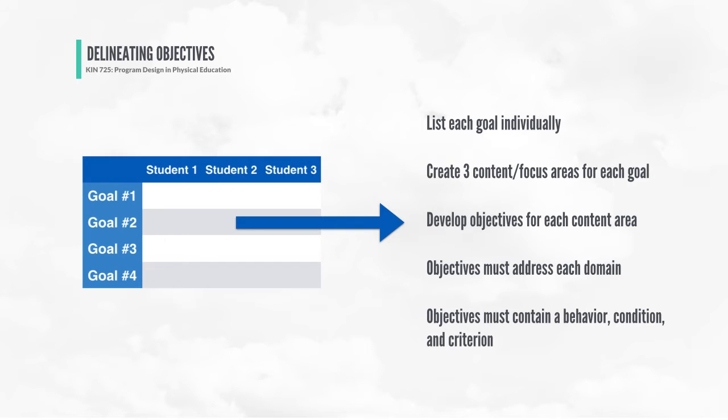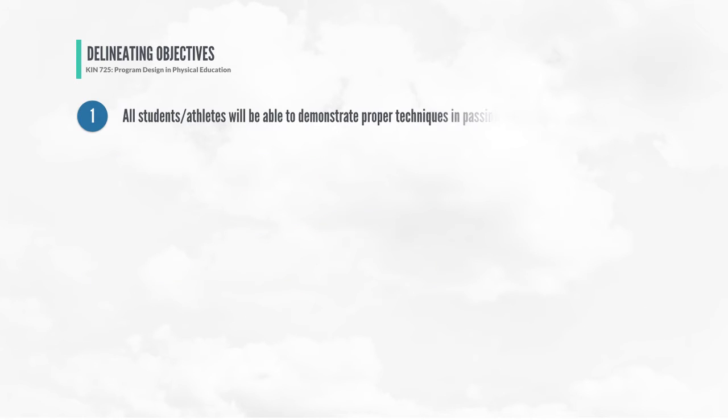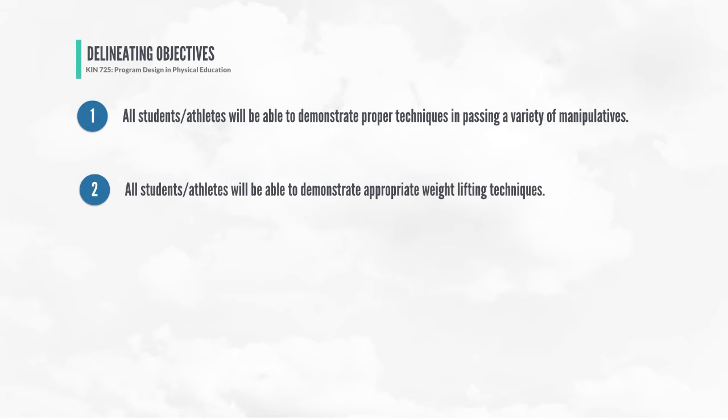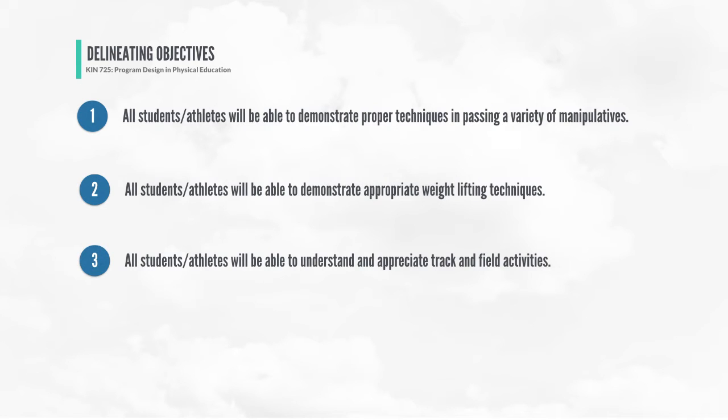So let's say, for example, we have our goal list. Here I'm just listing 3 so you can get an idea of the process. Our first goal statement may be something like this. All students or athletes will be able to demonstrate proper techniques in passing a variety of manipulatives. And we may have another goal statement that states all students or athletes may be able to demonstrate appropriate weightlifting techniques and so on and so on. So we have our list of goals. Now notice how broad and general these goal statements are.